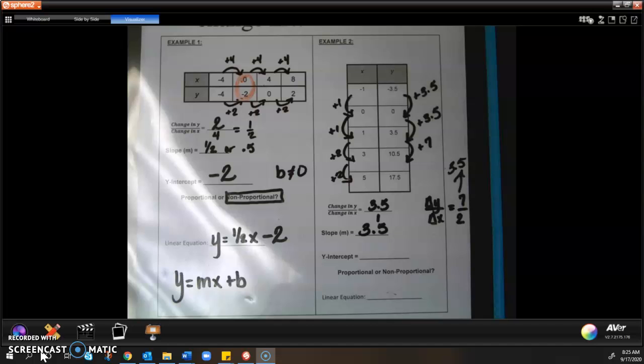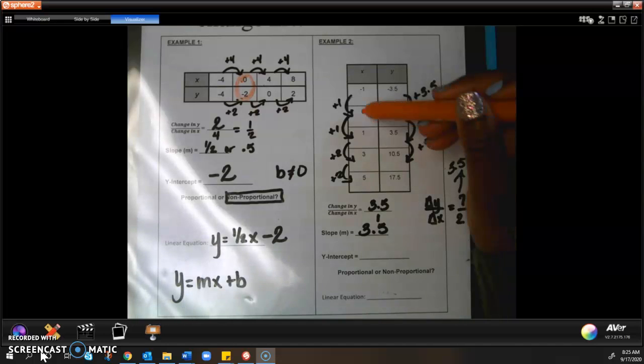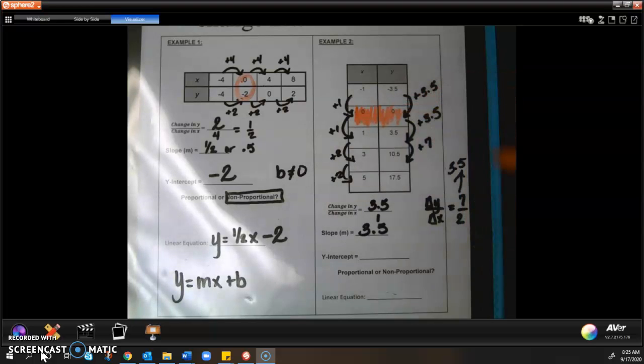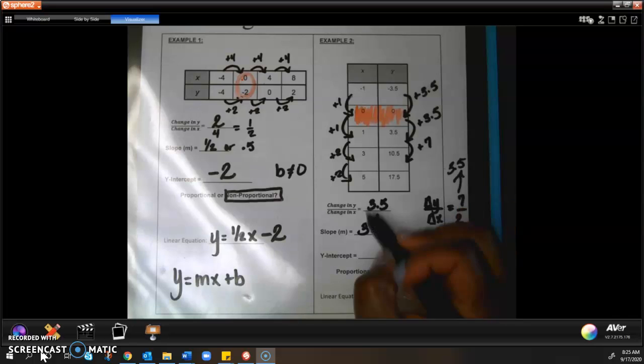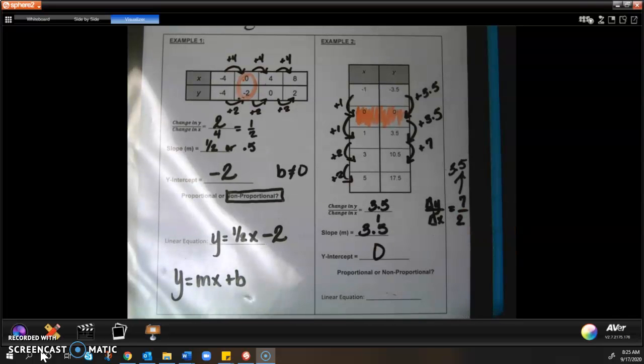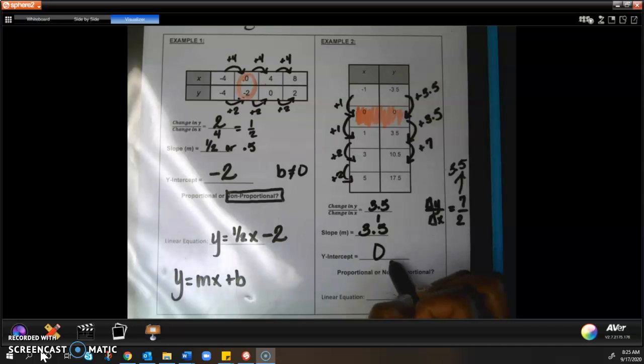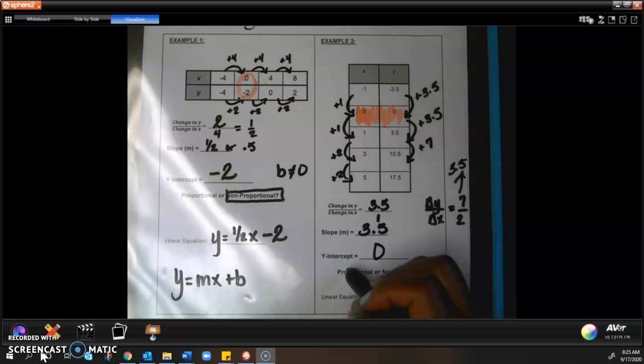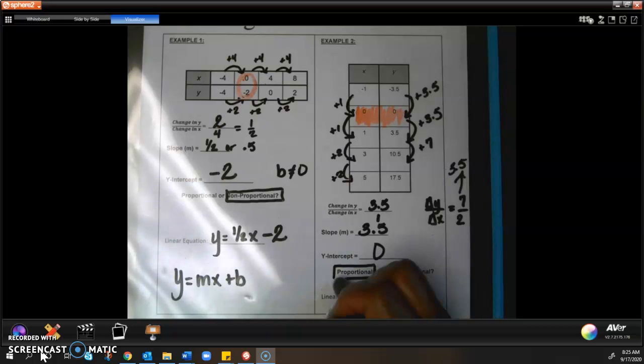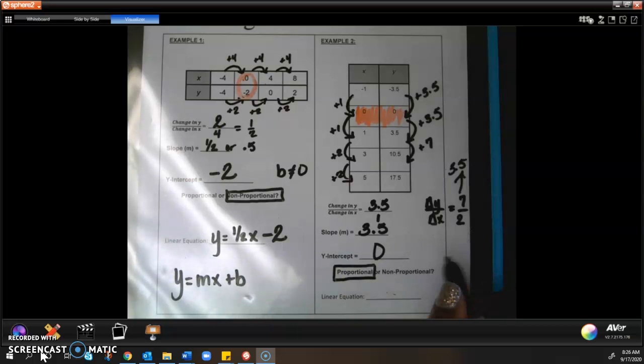Then I'm looking for my y-intercept. I remember that my y-intercept is when my x is 0 is my y value. Well, when x is 0 here, my y value is 0. So my y-intercept is 0. So with a y-intercept of 0, my relationship is proportional. That means my y varies directly with my x.